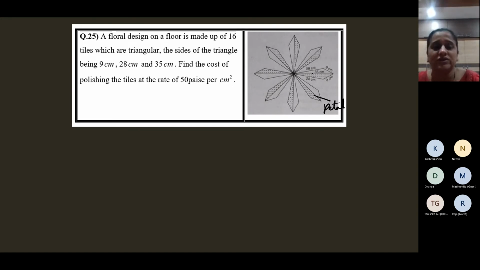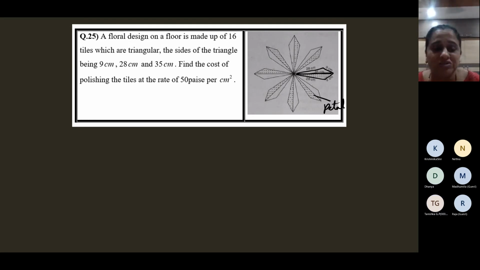And what are the sides of the triangular tile? 9 centimeter, 28 centimeter, 35 centimeter. The other triangle again, 9 centimeter, 28 centimeter, 35 centimeter. So you should keep the 35 centimeters coinciding like this. Then you get a petal. Question clear, children? Yes, ma'am.